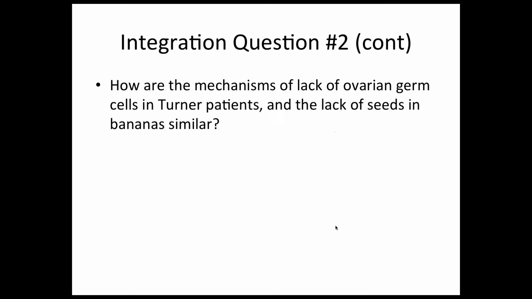So the general idea, can I answer that question in like 20 seconds? Yeah. I just want to make clear the similarities between the lack of ovarian germ cells in Turner patients and the lack of seeds in bananas. It's not incompatible with life, but it is incompatible with fertility. Or in other words, in both cases, ovarian germ cells and thus development of the ovaries, and seeds in the case of bananas, you need a full complement of chromosomes.